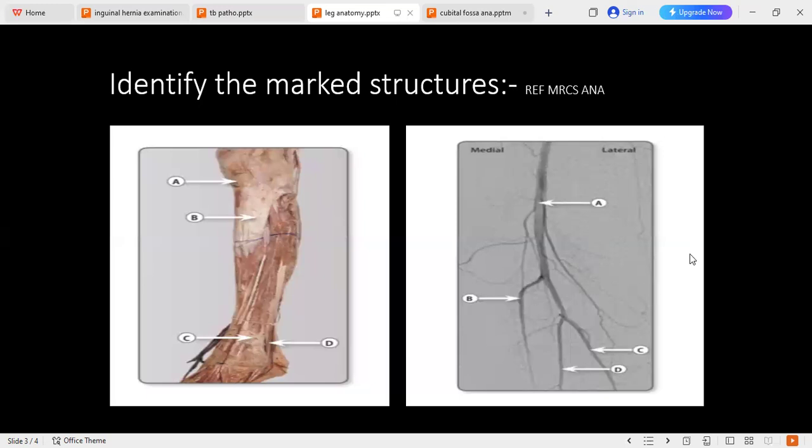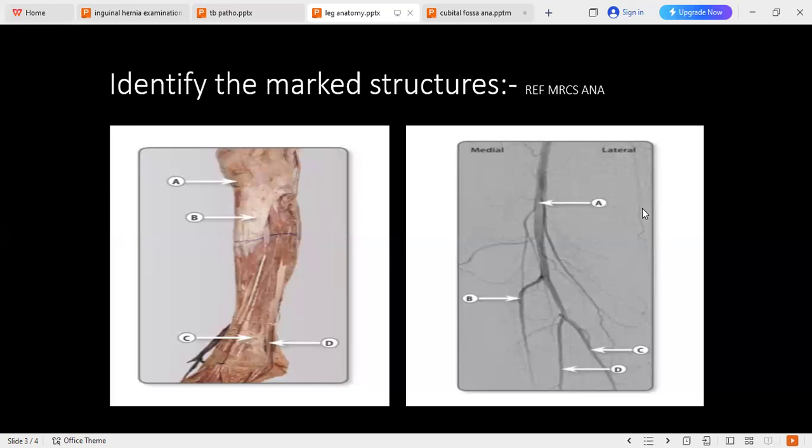If you could look at this image here on my right-hand side, can you explain what you are looking at? I think I'm looking at an angiogram showing contrast. Yes, angiogram of the lower limb. Right lower limb showing A is the popliteal, and down below is anterior tibial, B, and C is posterior tibial, and D is peroneal artery.